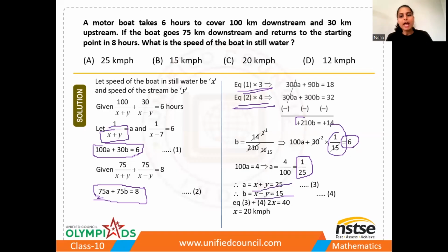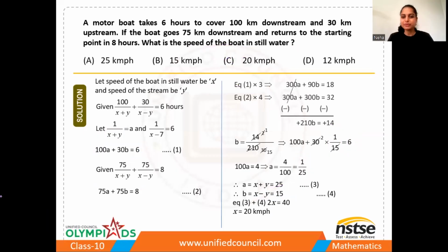So I can add both the equations, it becomes 2x is equal to 40, that is x is equal to 20. So this is what they are asking, find the speed of the boat in still water. The speed of the boat in still water is x. The value of x is 20. So the answer is 20 kmph, kilometer per hour. Perfect. All right. The question is done. Now let's move to the next one.